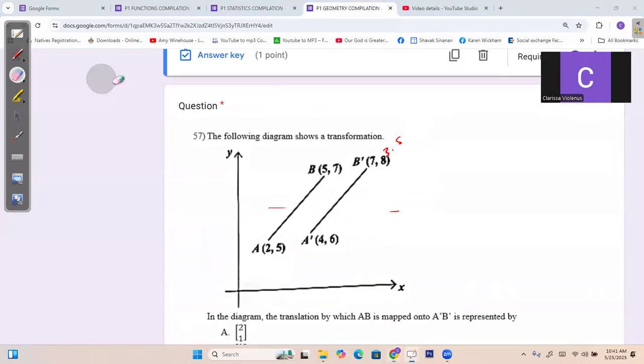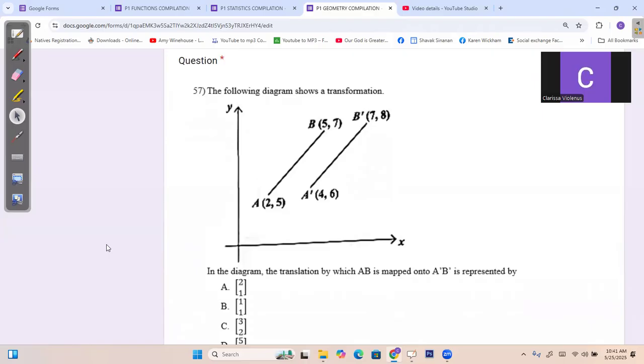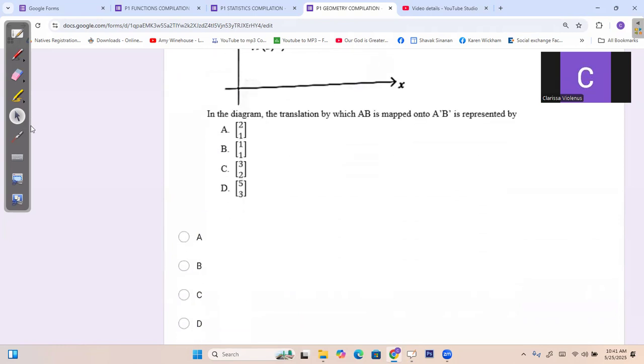So looking at the original, they want to know what is the transformation, the translation. So 2 has gone to 4. So that's definitely a 2 on the X, and it has gone up 1. So that's 2, 1. So your answer is A.